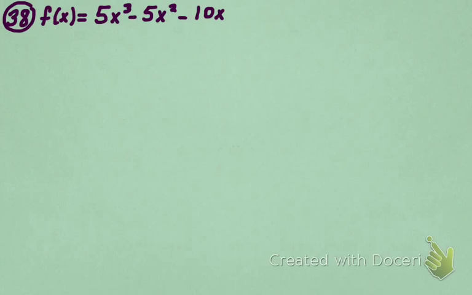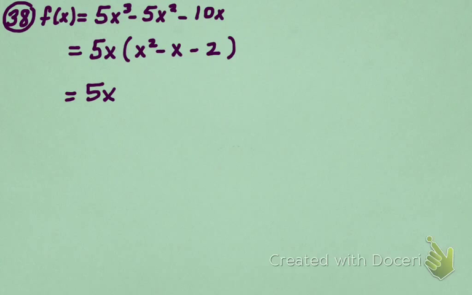Again, we have another cubic. Again, you might worry that you're going to have to factor a cubic, but you're not at this point. You're just going to look for what they have in common, which would be 5x. If I take 5x out of 5x cubed, I get x squared. If I take 5x out of minus 5x squared, I get minus x. And if I take 5x out of minus 10x, I get minus 2.